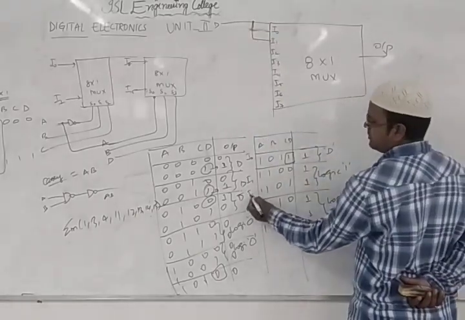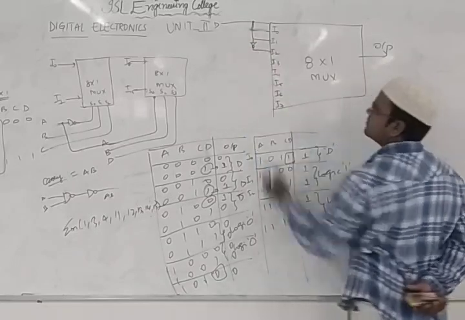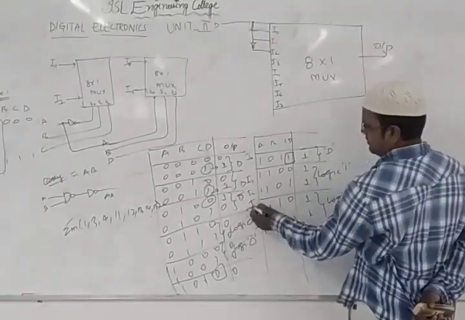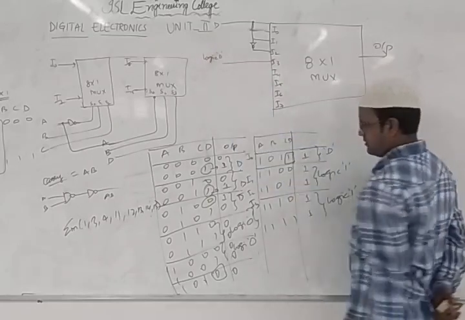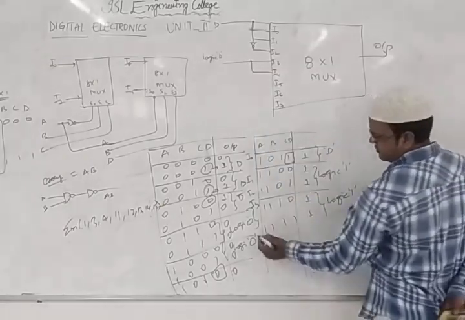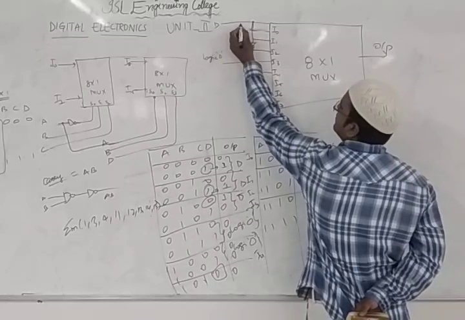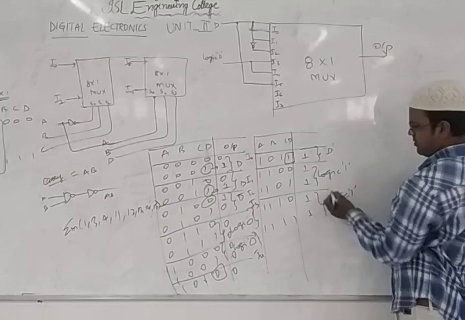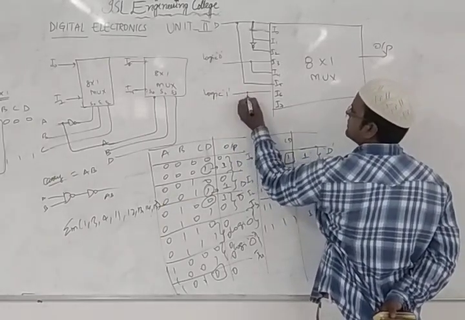Next I2. I2 is D bar, so whatever value I have, I've connected through one NOT gate. This is my I2. Similarly, I3 is logic 0. Next, I4 also has logic 0, so the same thing, I'll short circuit here. This is your I4. I5 is D, so I'll connect from here. Then I6 is logic 1, I7 is logic 1. So logic 1 is given to I6 and I7, right?